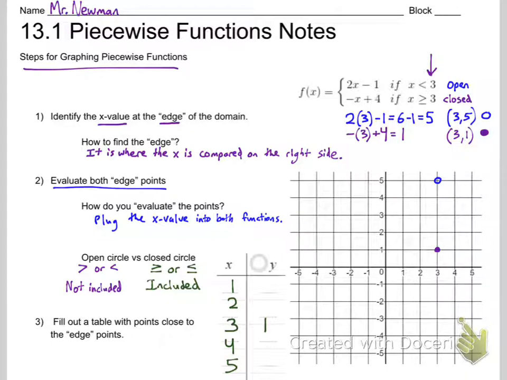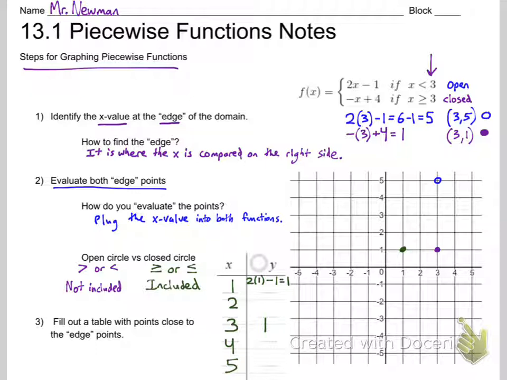That means we're going to plug 1 into the function. Now remember how this works. When we plug 1 in, we need to look, is 1 less than 3, or is 1 greater than or equal to 3? Well, 1 is less than 3. That means we're going to be using this function right here when we're evaluating 1. So you plug 1 into the function and you get 2 times 1 minus 1, which is 1. So the point is (1, 1), which I'll make a point right there.